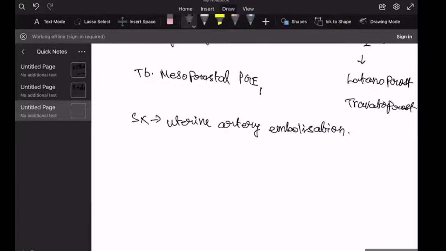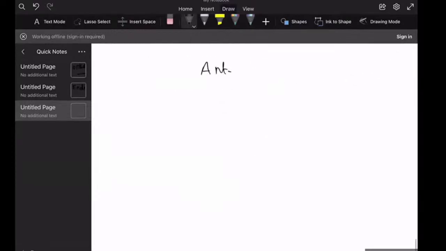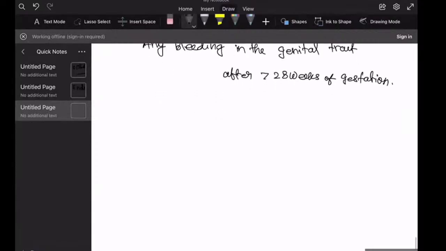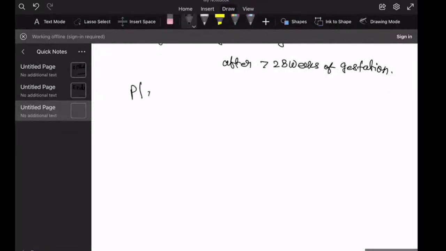We move on to antepartum hemorrhage. It is any bleeding in the genital tract after 28 weeks of gestation. The most common cause is going to be placenta previa.